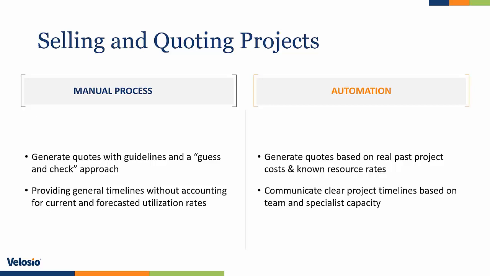So we want to be able to help you communicate clear project timelines based on your team, their capacity, their specialization, and the things that are important to you, so that you can keep your projects on track and keep your people as utilized as possible. You can check the trends. Do I know that I need to staff up for the upcoming season, or staff down, or staff differently?